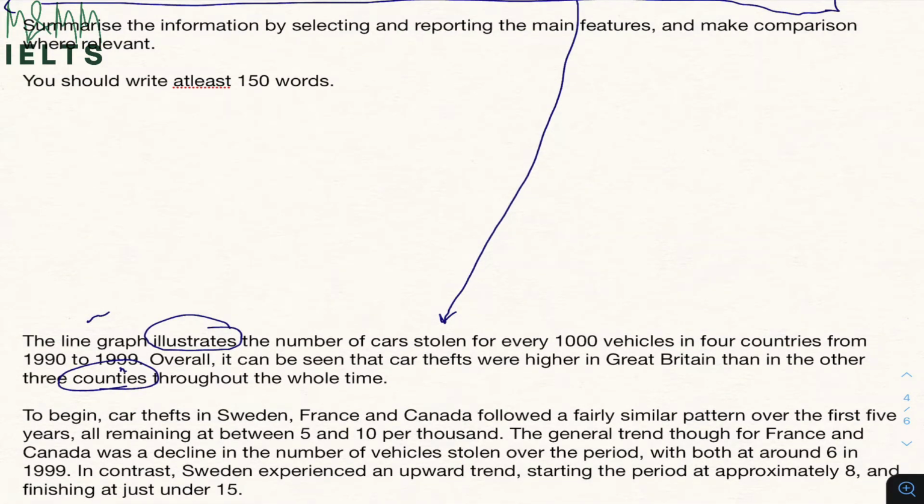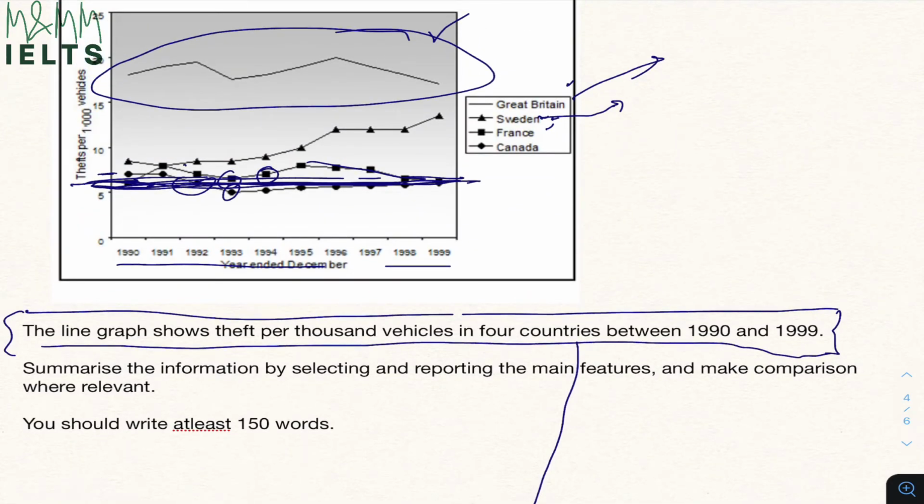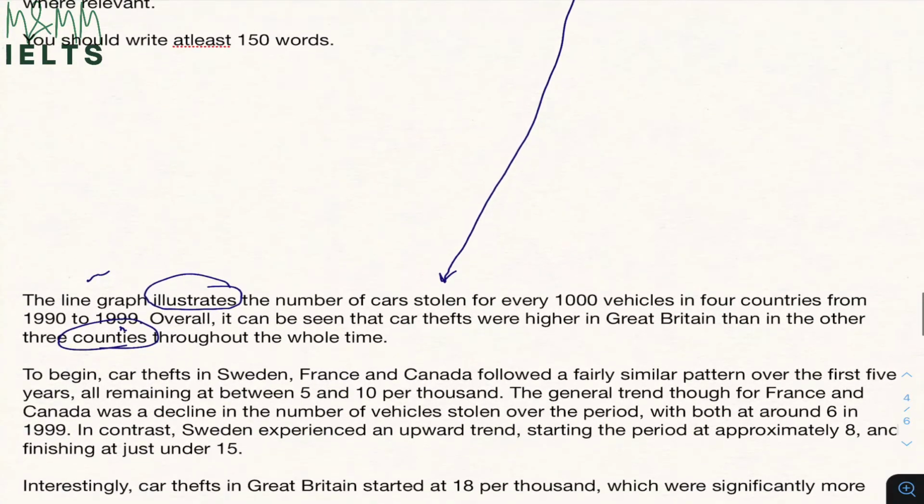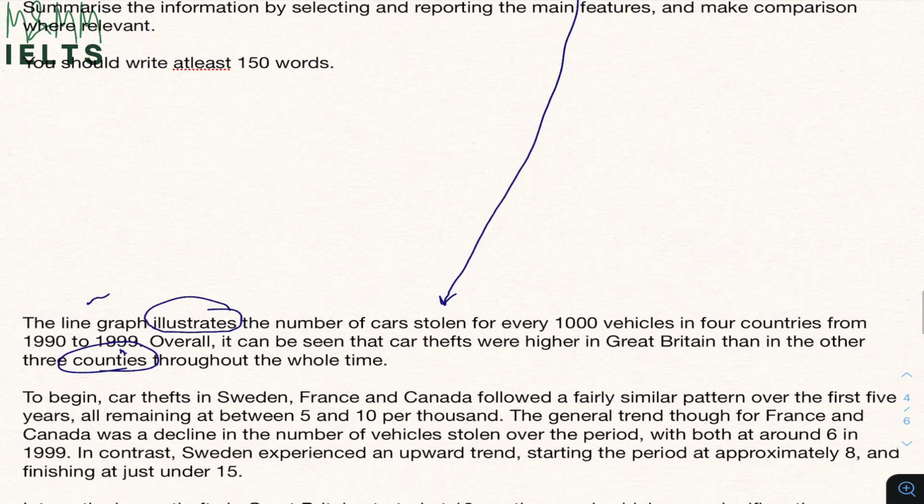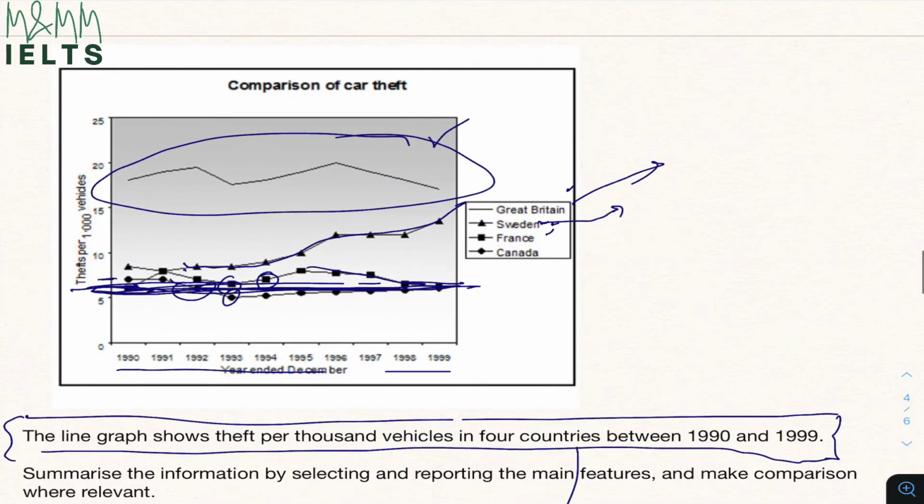Sweden, so in contrast now, because I'm saying something different, I'll use an opposite connector kind of word. So, in contrast, Sweden experienced an upward trend. As you can see, Sweden did not stay as per normal, it increased. So what I have done over here is Sweden experienced an upward trend, starting the period at approximately 8 and finishing at just under 15. So it started at 8, which is over here, but then finished just over here, which is just under 15.